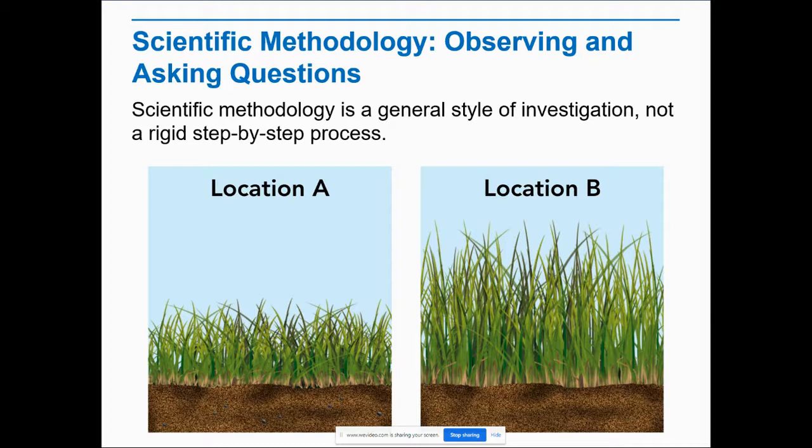The scientific methodology really just describes a general style of investigation that applies across all of the different branches of science. But what is meant by a general style? Well, scientists carry out investigations in a similar way, but not necessarily an identical way. Scientific investigations typically begin with observation, which is simply the act of noticing or describing events or processes in a careful, orderly way.